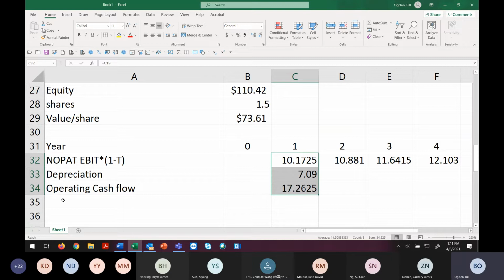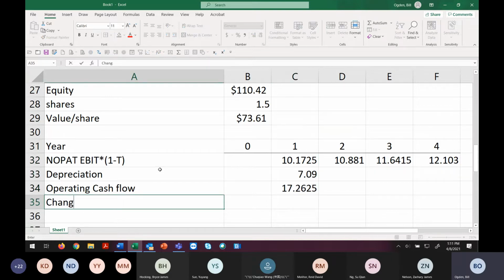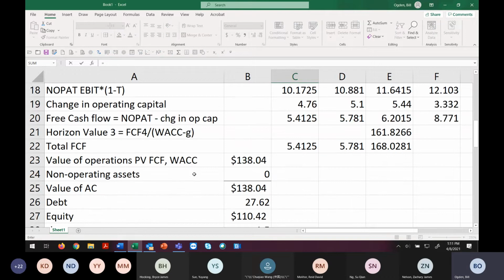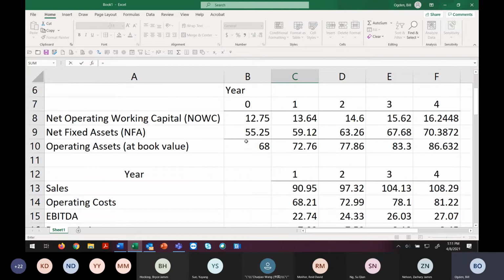All right, and then we will take our change in net operating working capital. Oops, net operating working capital. All right, so you notice it's not operating capital, it's just the net operating working capital. So I'm going to come back up here. Okay, so that went what? From 1275 increased to 1364. So we'll take this one minus this one.